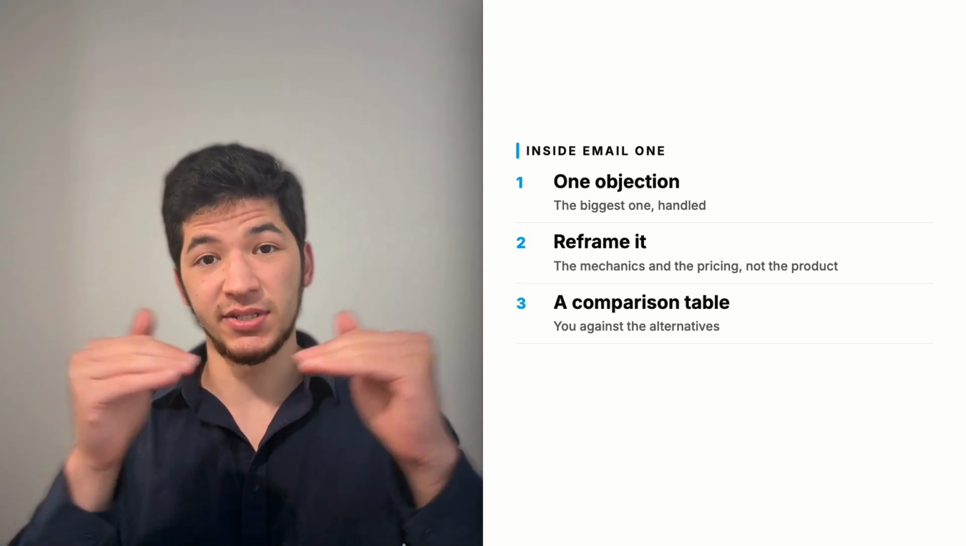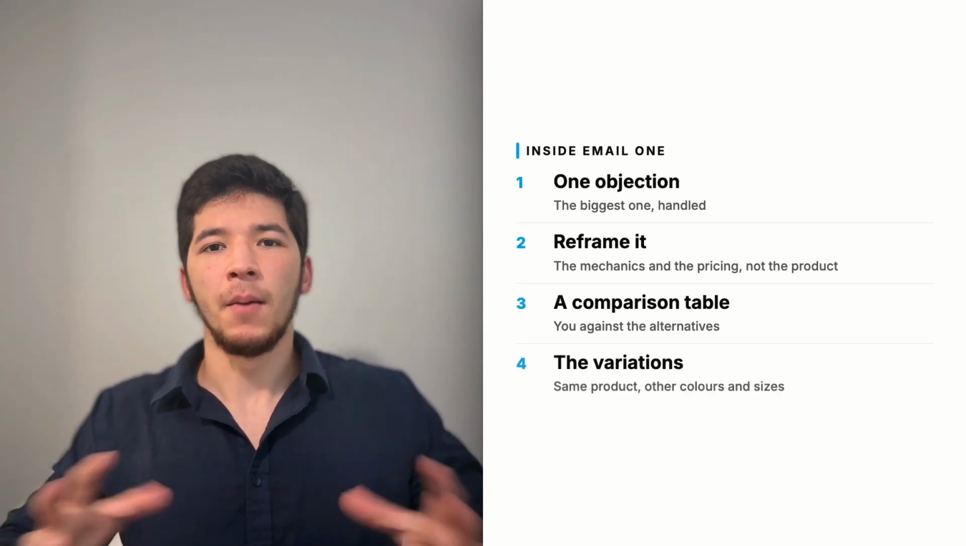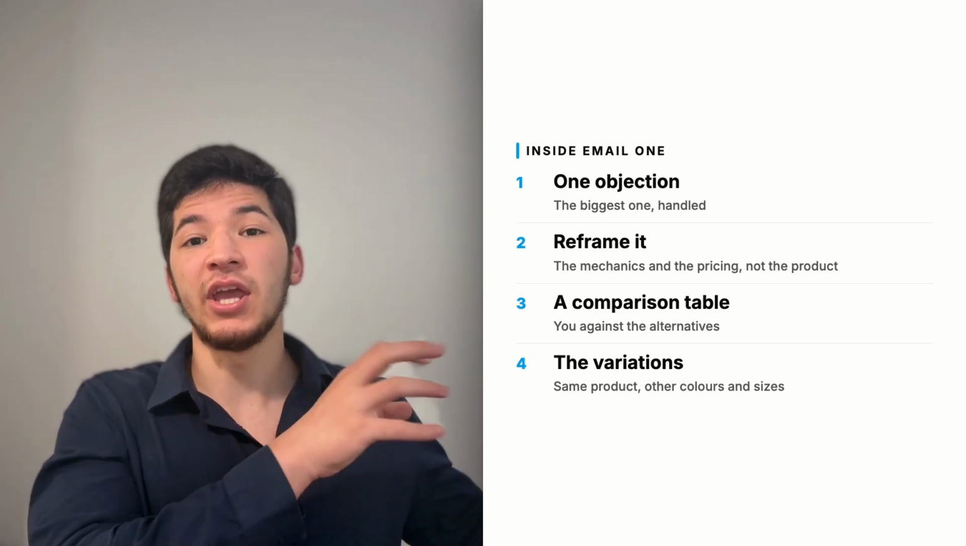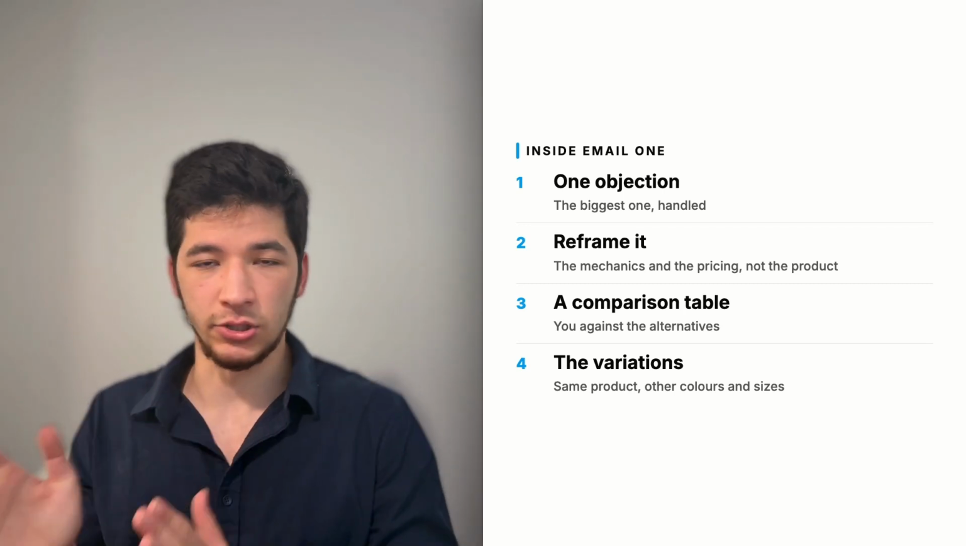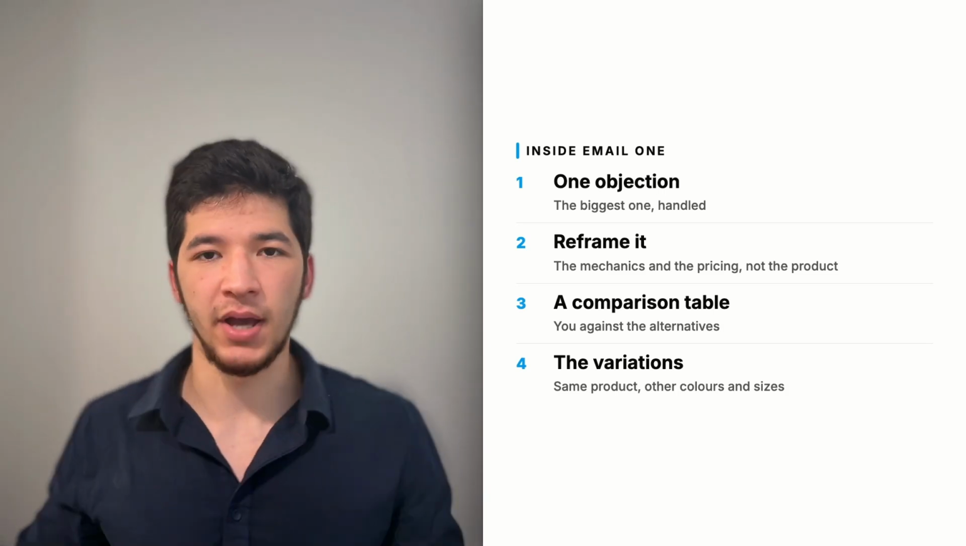You make a comparison table and you list your own benefits. And finally, you finish up the email by listing some of the other variations of the same product. It's not an alternative. It simply could be a different color, different size of the same item, and so on.